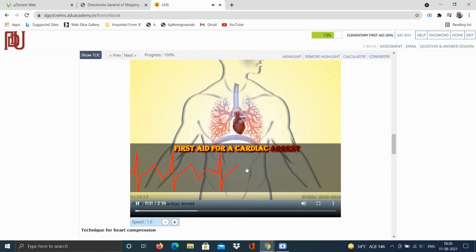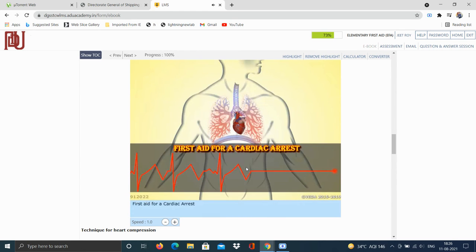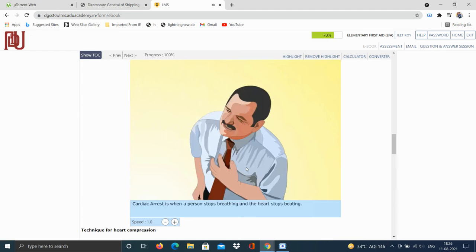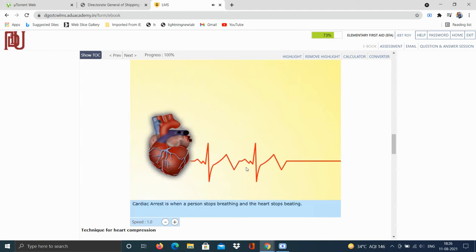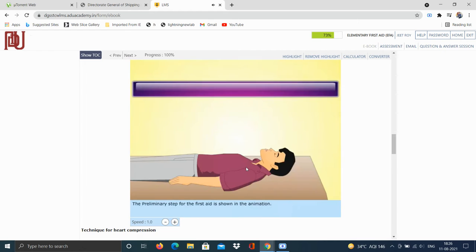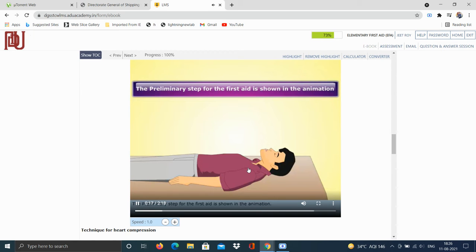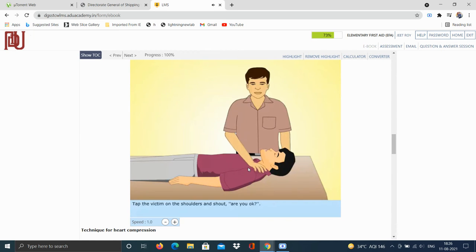First aid for a cardiac arrest. Cardiac arrest is when a person stops breathing and the heart stops beating. The preliminary step for the first aid is shown in the animation. Tap the victim on the shoulders and shout, "Are you okay?"